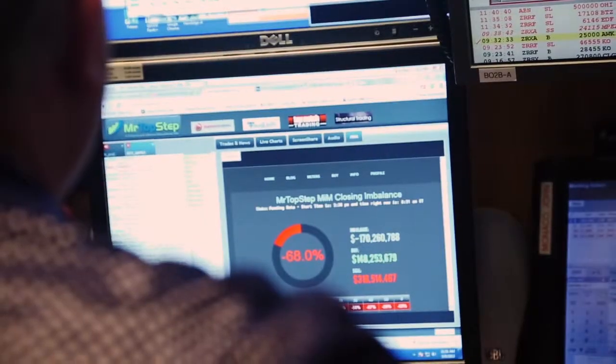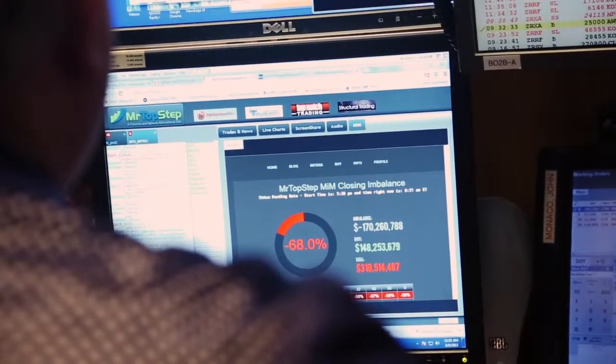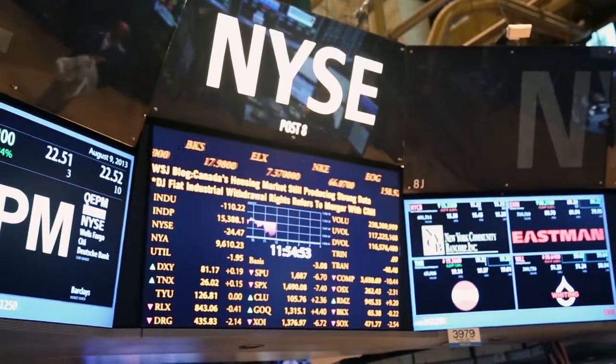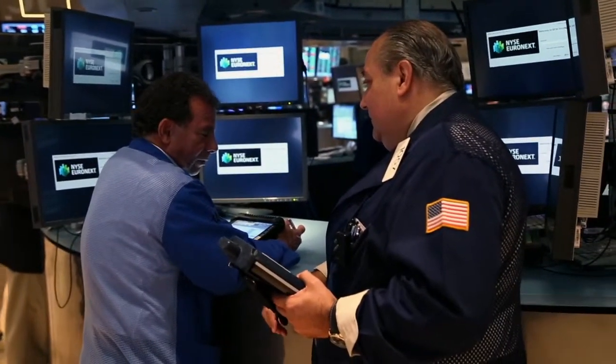The idea behind the market imbalance meter came from trying to find something that would allow regular traders, and not just the professional and institutional traders, a view into something that they've never been able to see before. My name is John Monaco. I've been on the floor of the New York Stock Exchange for 25 plus years.